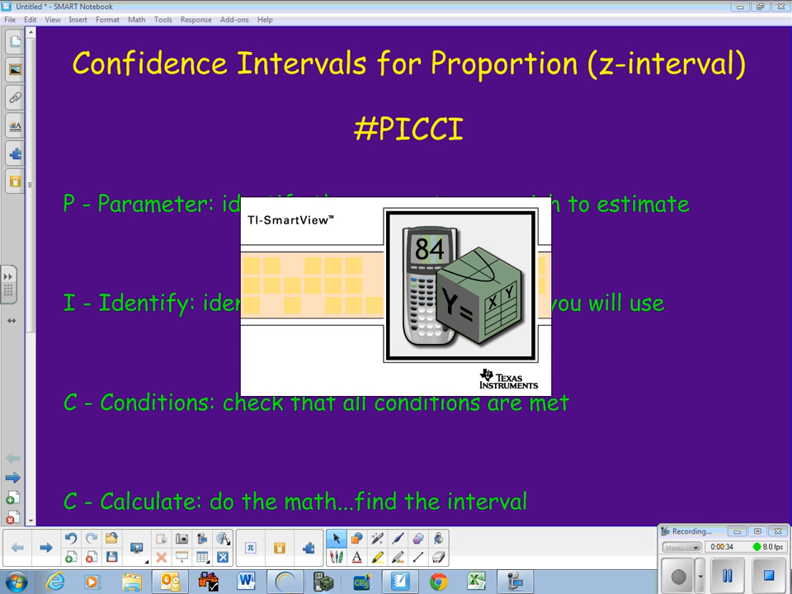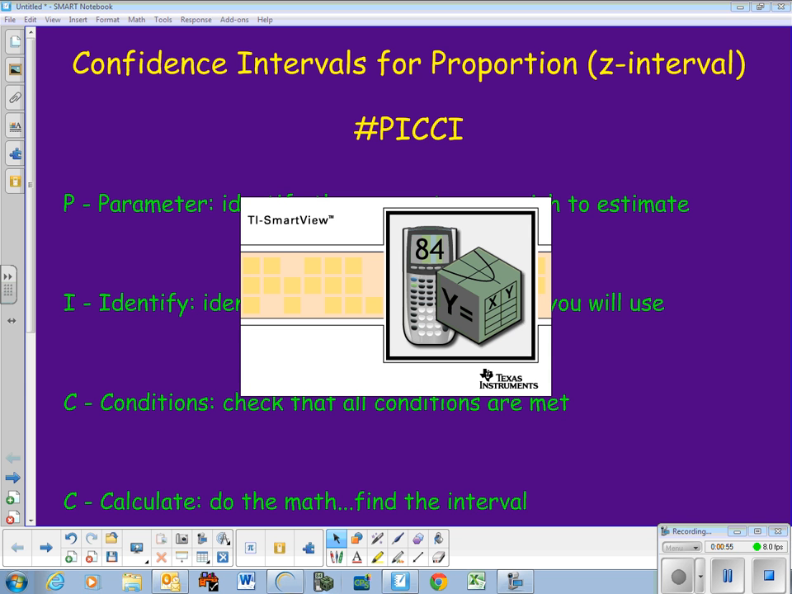But confidence interval for proportion, like I said, it's called Z. And this hashtag PICCI, P-I-C-C-I, pronounced picky, a young invention. I still don't know what a hashtag really is, but I think it has something to do with MySpace or something. But you kids seem to like them.